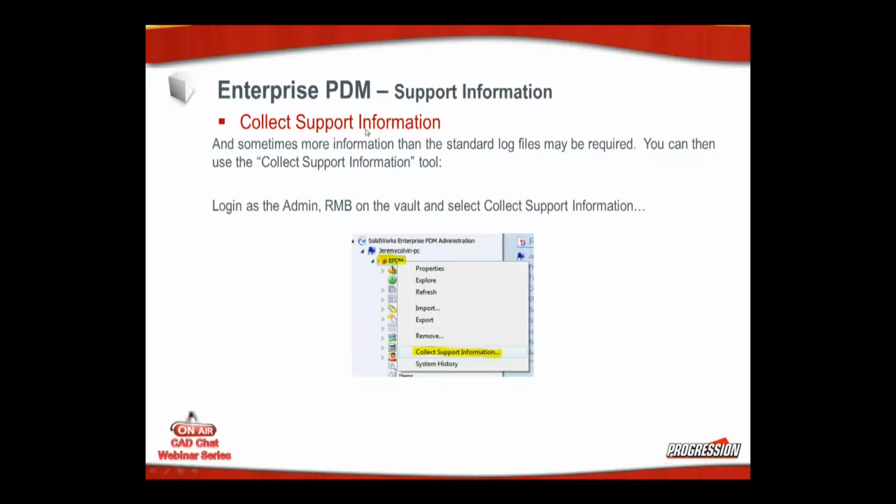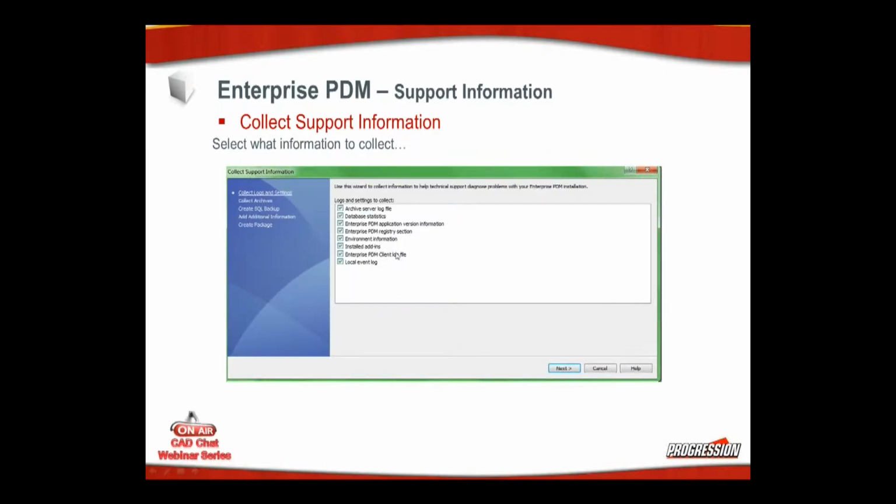There is a Collect Support Information tool. And this brings up a lot more information and collects a lot more data than just the two logs that I showed previously. To get to this one, you right-click on the specific vault that you have interest in, and there is a Collect Support Information tool there. A wizard will come up, and you can select there what you want to collect.